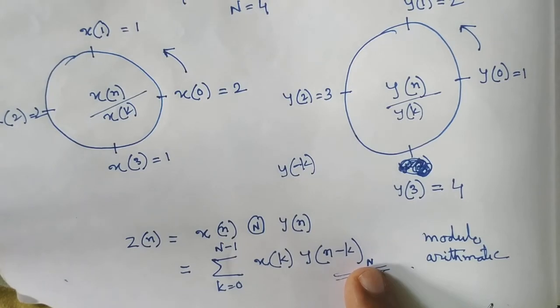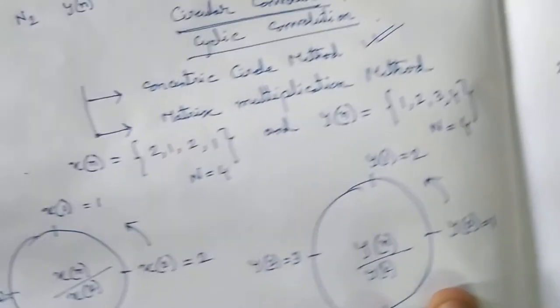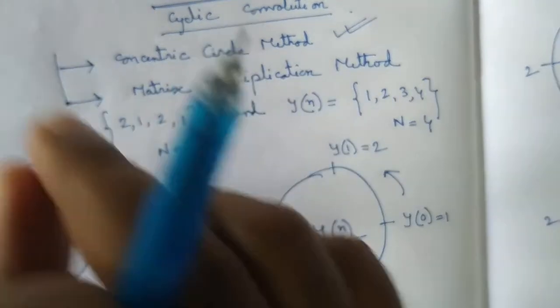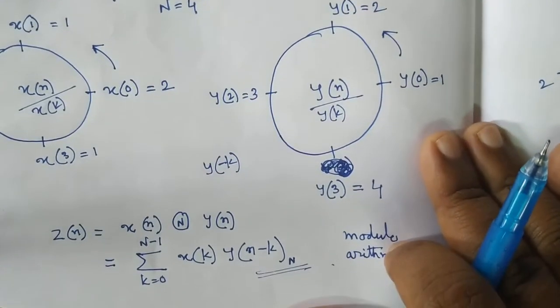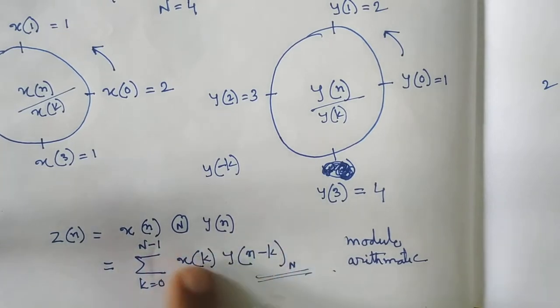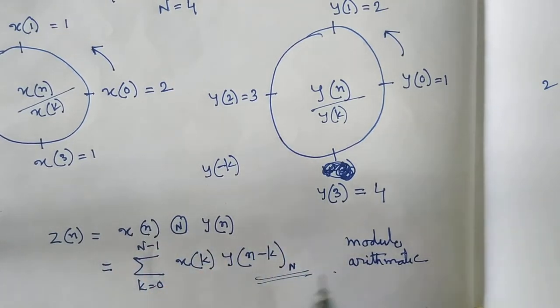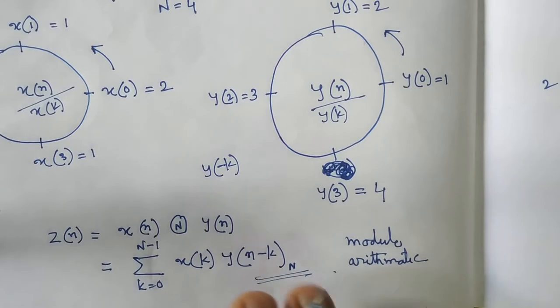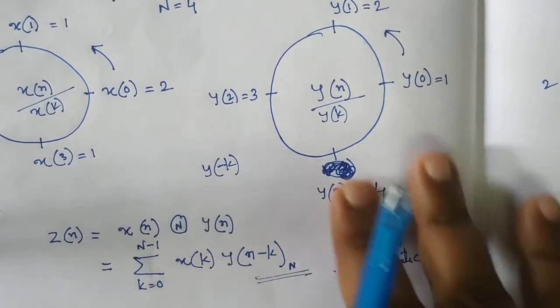Because of this capital N, we are using modulo arithmetic, or modulo N operation. Beyond this, we have two methods, the concentric circle method and the matrix multiplication method, to find circular convolution. But we can also use this formula to find the circular convolution. While using this formula, we will discuss the meaning of the term y n minus k with the suffix capital N. Here we will use modulo arithmetic, and we will discuss it in detail. For the time being, just think of it as a formula.